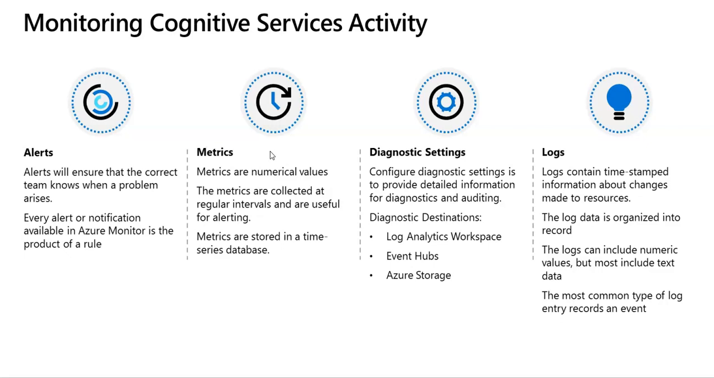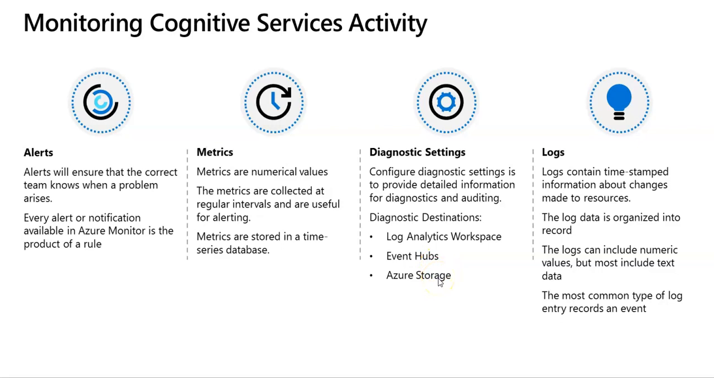Each diagnostic setting that you configure can only send data to one destination. If you need to send data to more than one destination, you will need to configure a new diagnostic setting for that destination. Now, the diagnostic settings destinations include Log Analytics Workspace, Event Hubs, and Azure Storage.